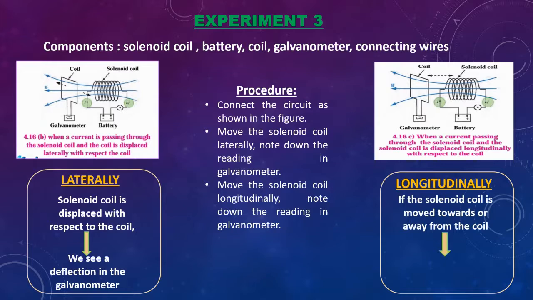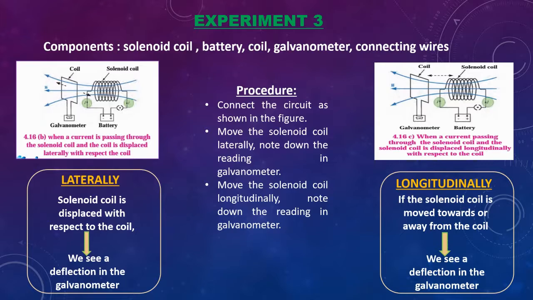So when this solenoid coil is moved longitudinally, that is, moved towards or away from the coil. Like in the first case, that is in the lateral position, the solenoid coil was moved up and down. Now the solenoid coil is moved towards and away from the other coil which is connected to the galvanometer. So what happens to the current when this solenoid coil is moved longitudinally?